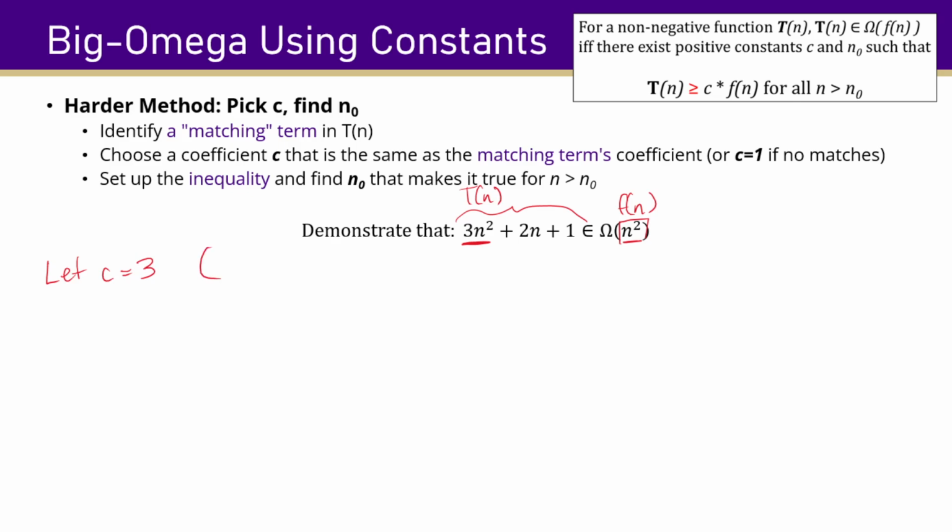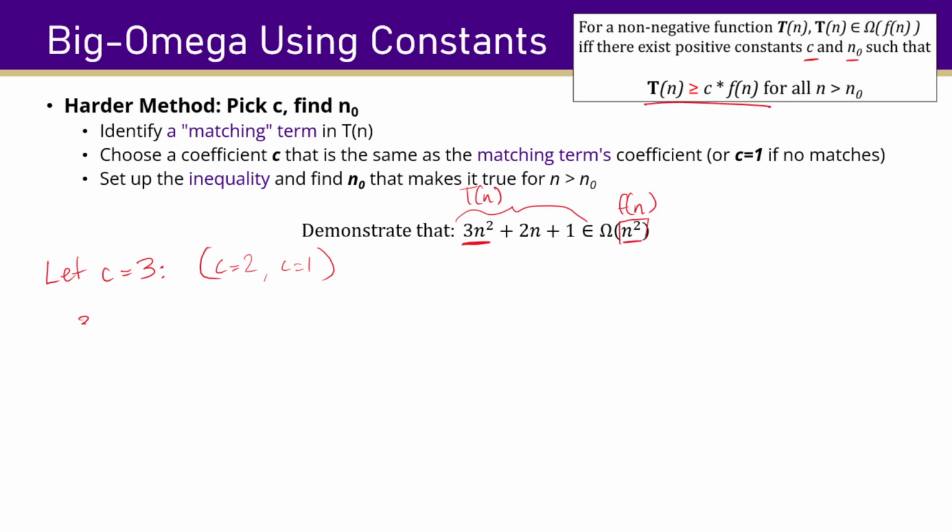Again, this is kind of arbitrary, right? You can find any constants, C or N naught, that make this inequality true, but it's much easier to prove if you are smart about it and pick good values for C and N naught. So C could technically be 2, C could also be 1, but picking C equals 3 helps us demonstrate this pretty easily. So we'll pick C equals 3, and then let's set up that inequality.